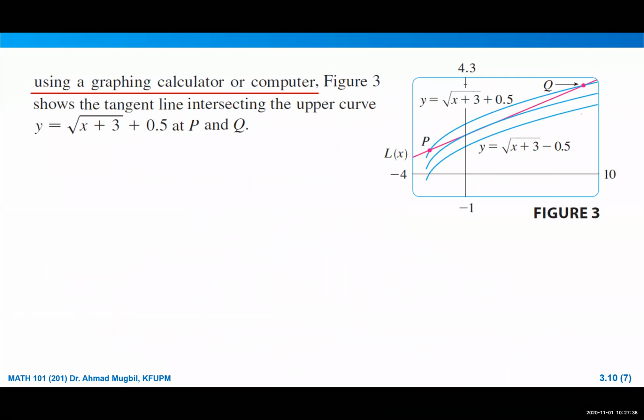So these are the 3 graphs. This is minus 0.5, this is the without, this is square root of x plus 3 as it is, and this is plus 0.5. The red one is the line. Now, we want the line to be between this value and this value.